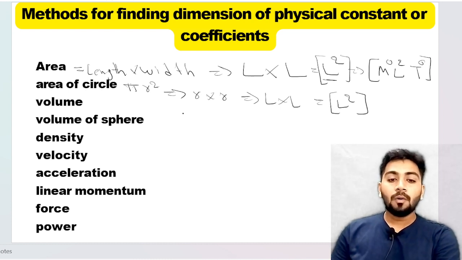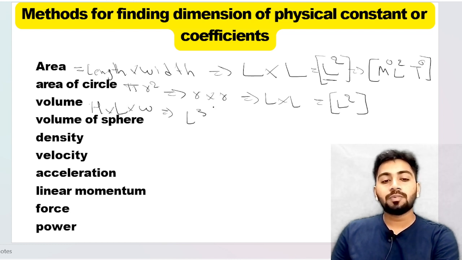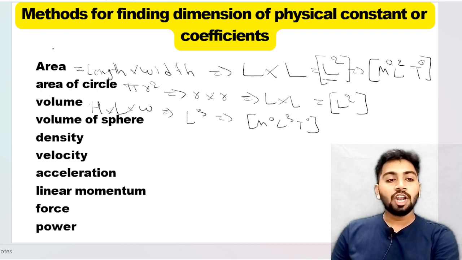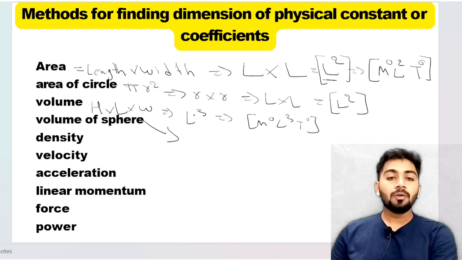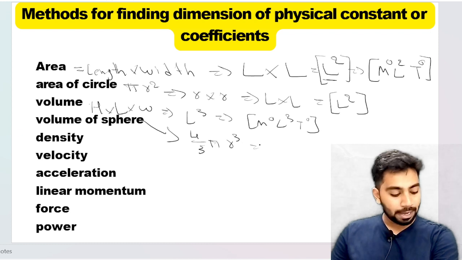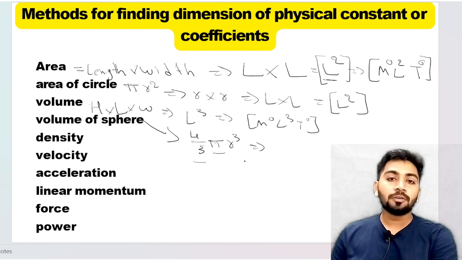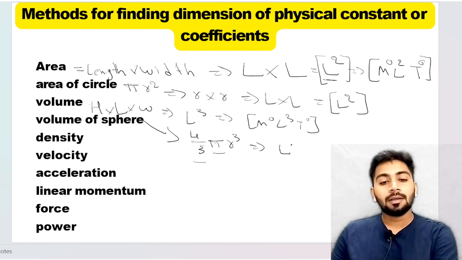Now what do you mean by volume? Volume is equal to height into length into width. Here comes your cube. Cube means you can write M0, L cube, T0. Now the volume of a sphere is 4 by 3 pi r cube. Now this is a constant, then what remains? R cube means again length, again the same L cube.